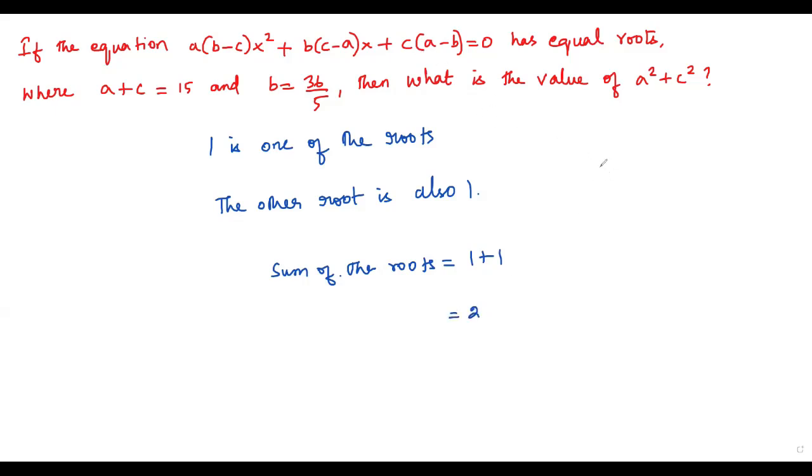Okay, when the quadratic equation is given in standard form, that is ax² + bx + c = 0, there is a formula to get the sum of the roots. The formula to get the sum of the roots is −b/a. This is the formula.